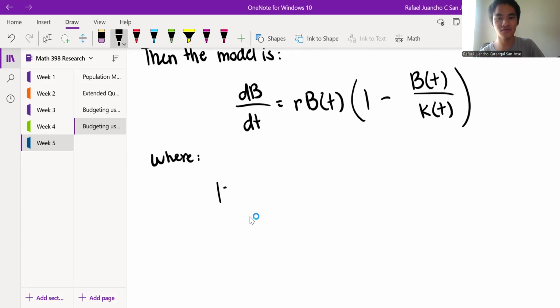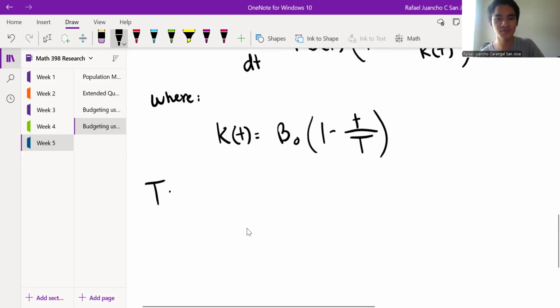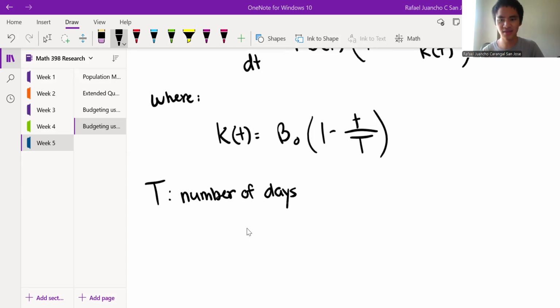Additionally, my K of t is going to be equal to my B naught, so my initial balance, times 1 minus t over capital T. So here, T is basically the number of days between my first transaction and the target end date.